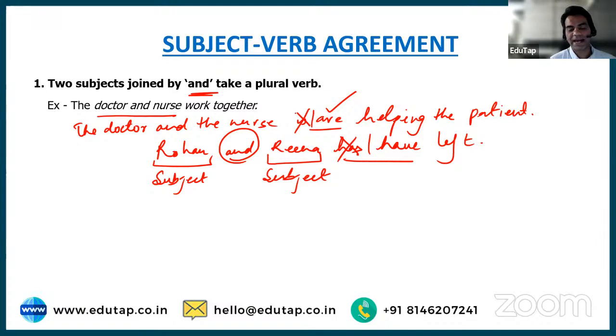The prime minister and the cabinet ministers has or have left the meeting room. Yes, guys, what should be the correct answer here? The prime minister and the cabinet ministers has left the meeting room or have left the meeting room. So guys, I want all of you to answer this. I want you to participate. Exactly. The correct answer should be have. So the sentence that is given to you, the doctor and the nurse, why is it taking a plural verb? Because there are two subjects, right? I hope this is clear to you.